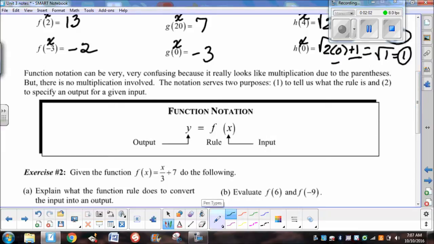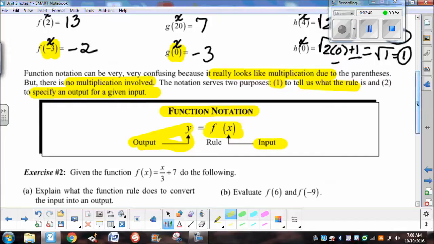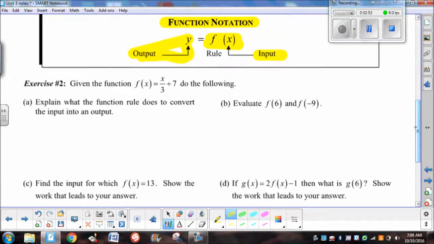So function notation can be very confusing because it tends to look like multiplication due to these parentheses that we have here. But there's absolutely no multiplication involved when we see that notation. We're not multiplying f by -3. That's not what's happening there. The notation serves two purposes. It tells us what the rule is, and to specify an output for a given input. So here's a little summary of function notation. If my outputs are my y's, f of x means f is the rule and the input is the x. So an easy way to think about it, y is the same thing as f of x. It's just in function notation.